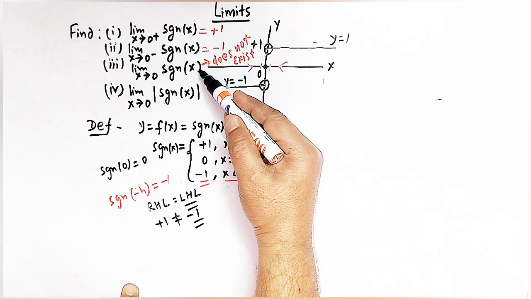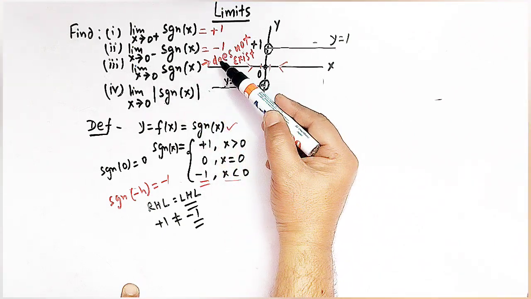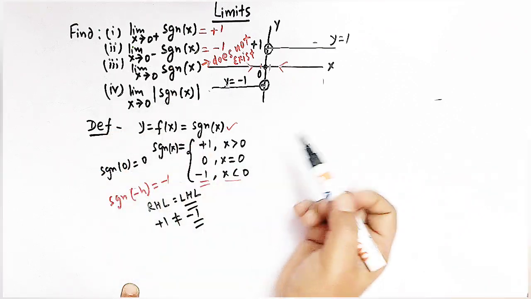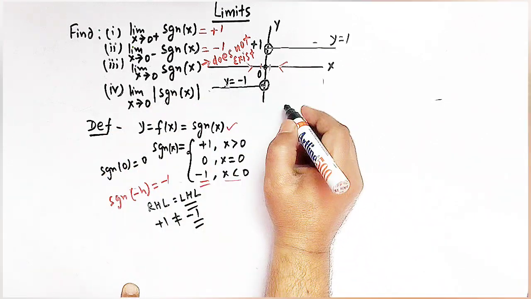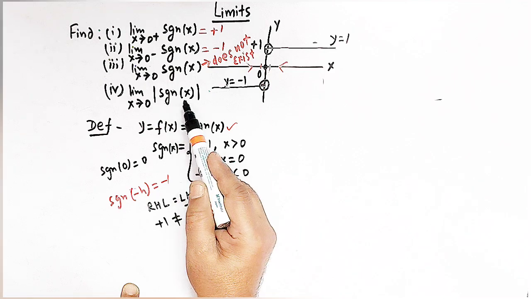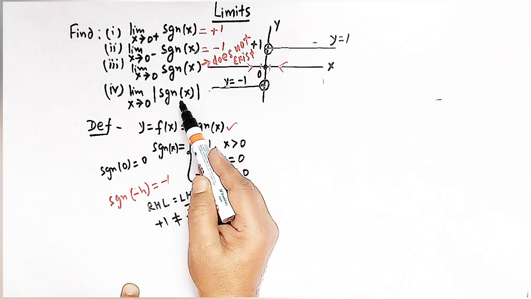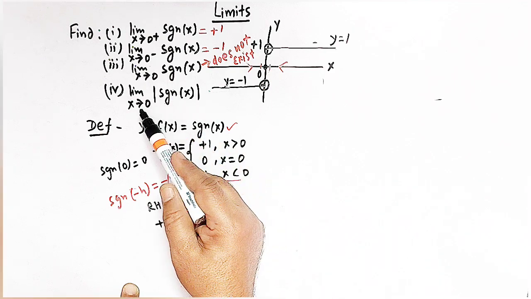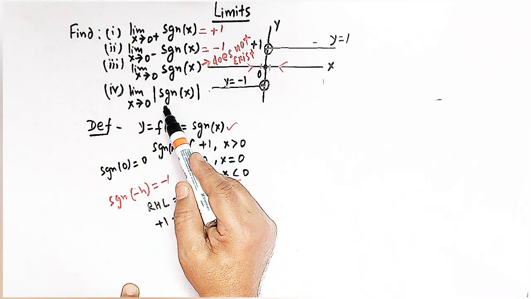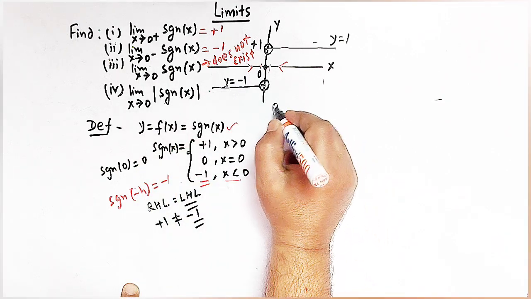So now here we write this limit does not exist. So now let us come to this fourth problem. Here we have the limit as x tends to 0 of mod of signum of x, that is the absolute value of signum of x. To find out the existence of this limit, let us find out the right hand limit first.